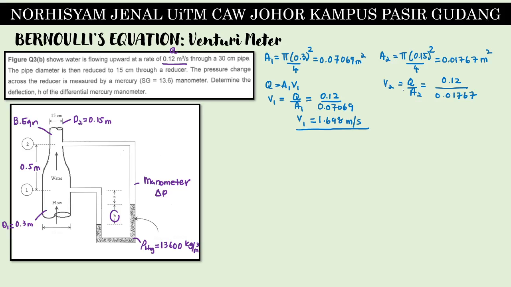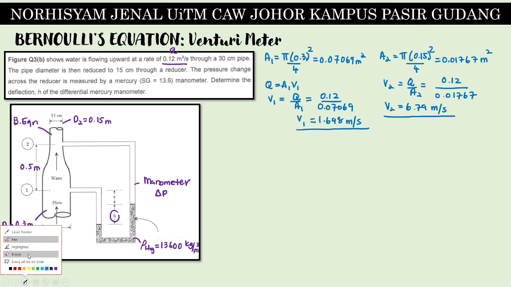So 6.79 meter per second. That will be the number for velocity for point 2. Next, we do Bernoulli equation between point 1 and point 2.